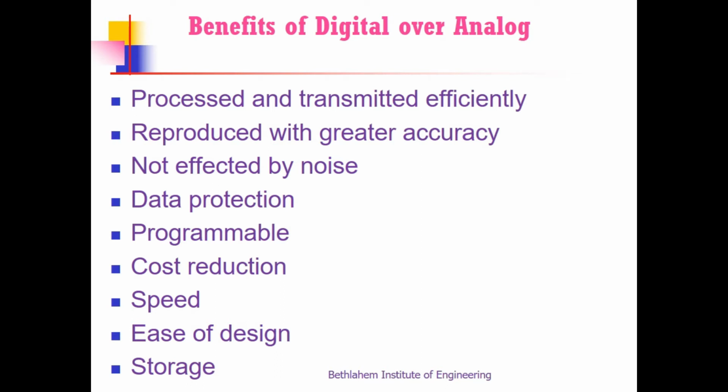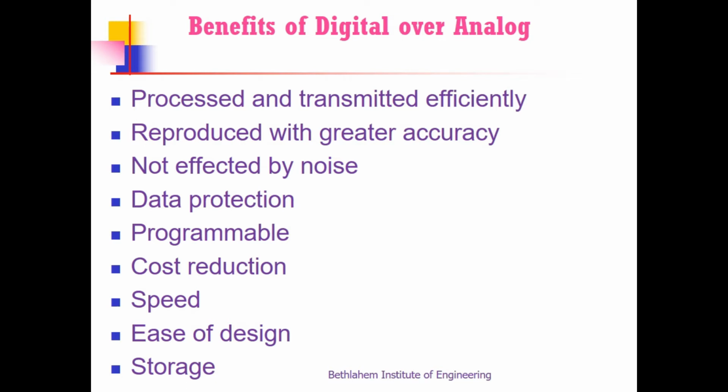So why do we move to digital electronics? As we have discussed in the previous slides, electronics is categorized into analog electronics and digital electronics. But we prefer digital electronics. Why? What's the reason? There are a lot of advantages of digital signals over analog signals. That's why we prefer digital nowadays. So what are the benefits of digital signals over analog signals?